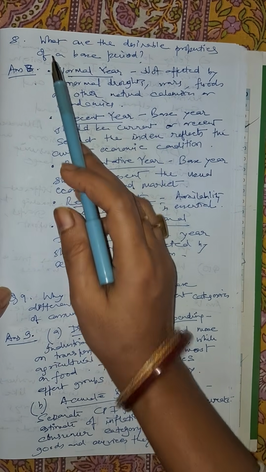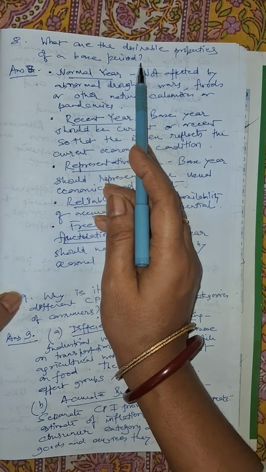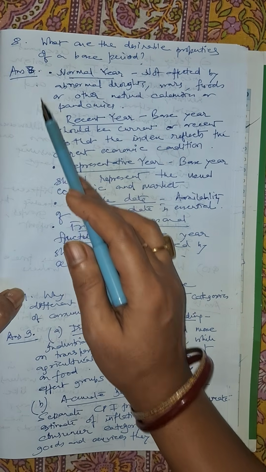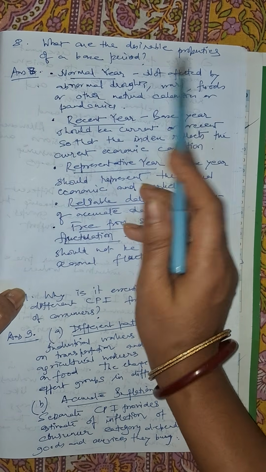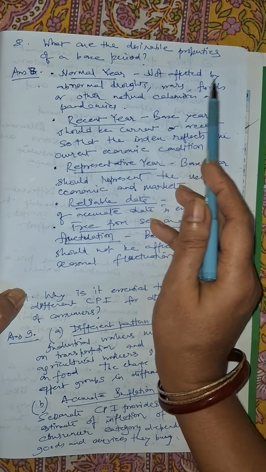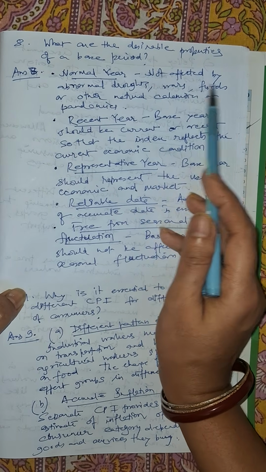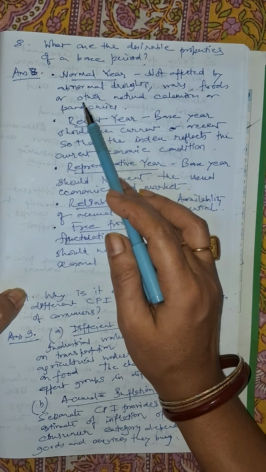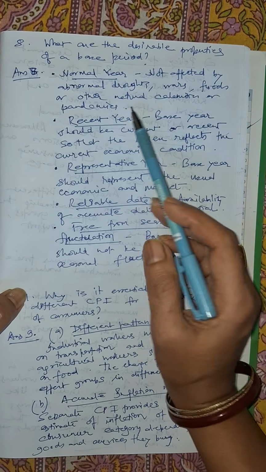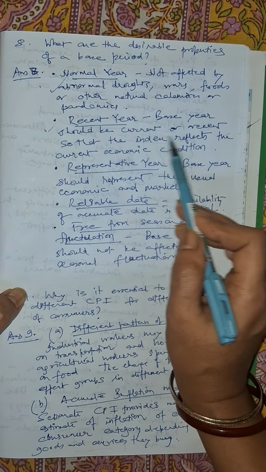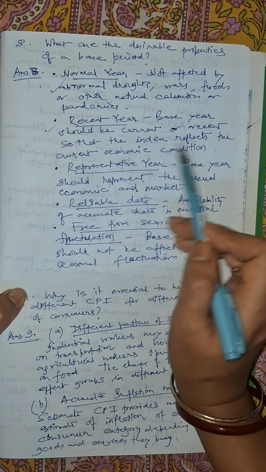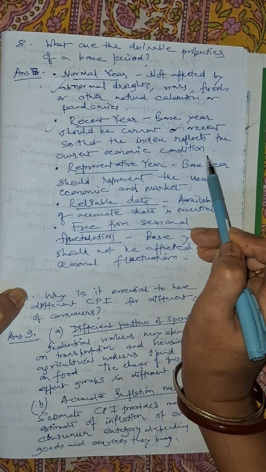Next is question number 8. What are the desirable properties of a base period? So these are the properties. For answer 8, what properties should the base period have? Normal year. It should not be affected by abnormal droughts, wars, floods, or other natural calamities or pandemics. Next point is what? Recent year. Base year should be a current or recent year so that the index reflects the current economic conditions.